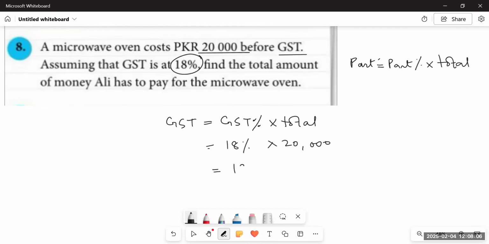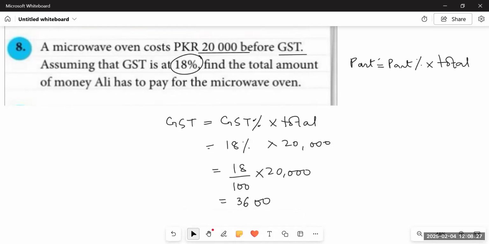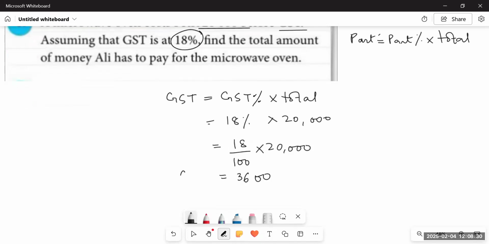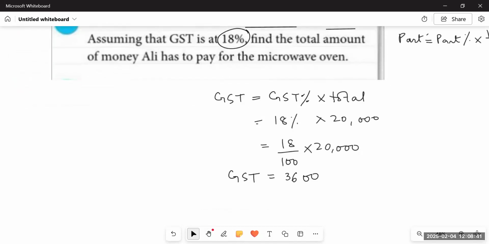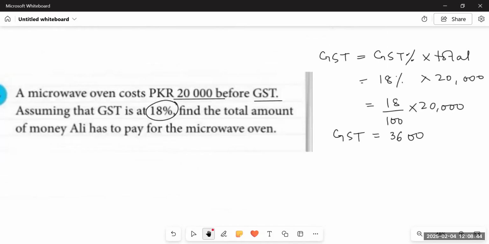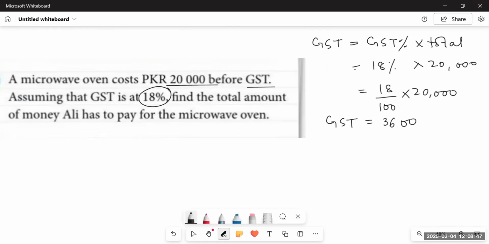So it would be 18 upon 100 multiplied by 20,000. And if we multiply them, we will get a total of 3,600. It means a huge GST has been applied on this microwave oven because it comes in, I guess, luxuries. If it had been a discount, then we would subtract it from the original cost. If this is GST, that means we have to pay this amount along with the original cost. So it will get added to the original cost.